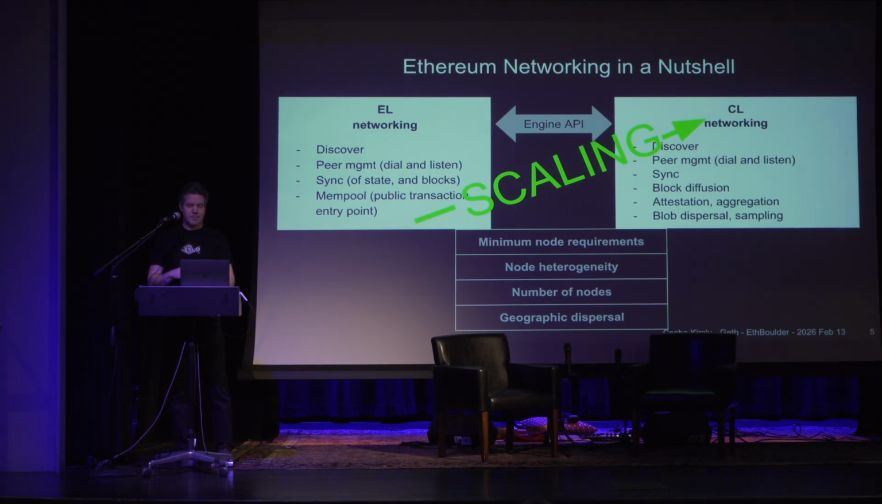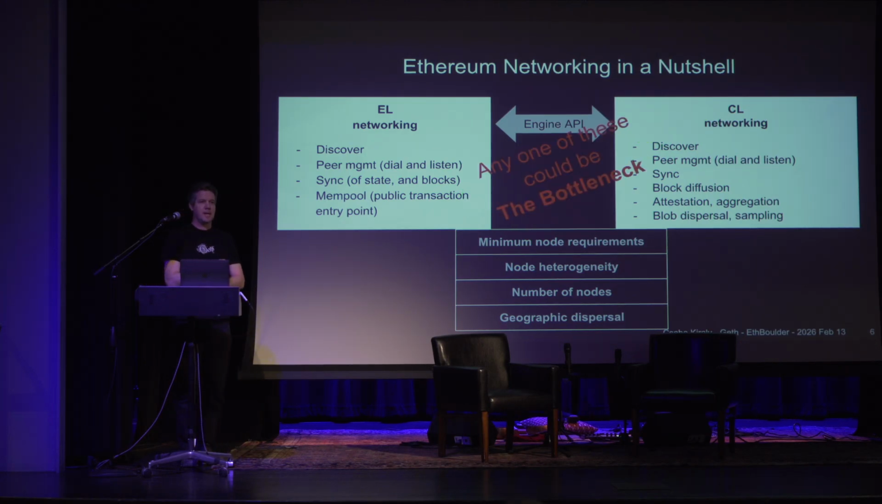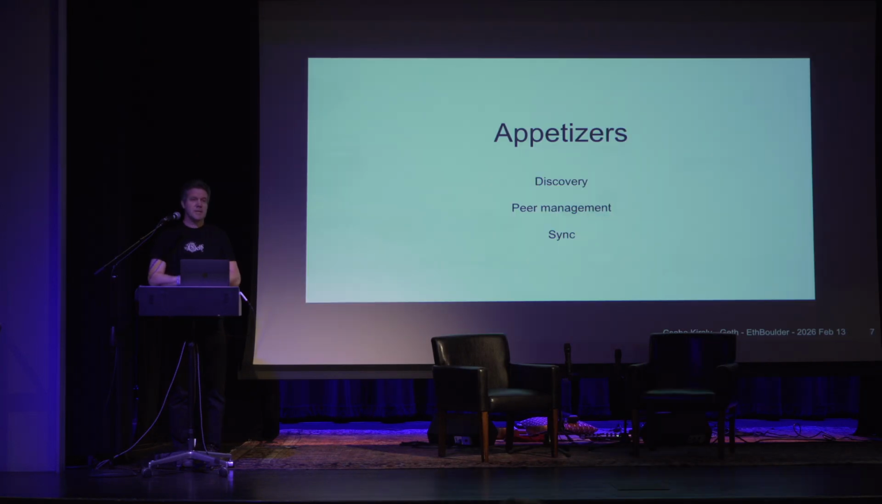And, well, the problem with scaling is that when you are scaling, any of these can become a bottleneck. So it's not like, yeah, we scaled one part and now we are done. Because then another thing pops up as a bottleneck, and then you have to think about that. So there are lots of things that we have to think about. There's this menu of things that we have to scale. And, well, I will be speaking about these. So let's start with three of them: discovery, peer management, and syncing the network.